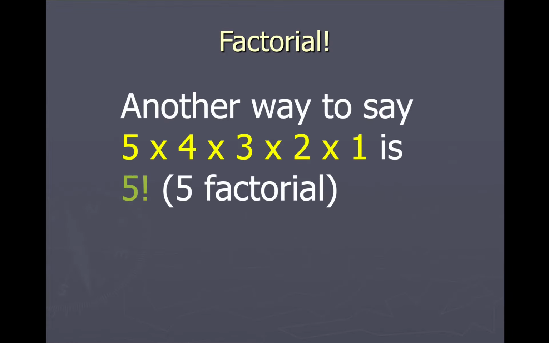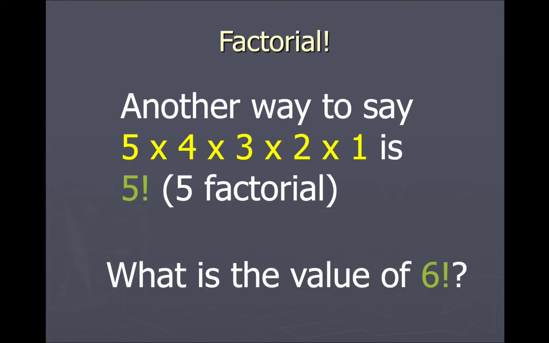Factorial. Another way to say 5 times 4 times 3 times 2 times 1 is 5 factorial, which is written as 5 with an exclamation mark. What is the value of 6 factorial? Stop the video and work it out.